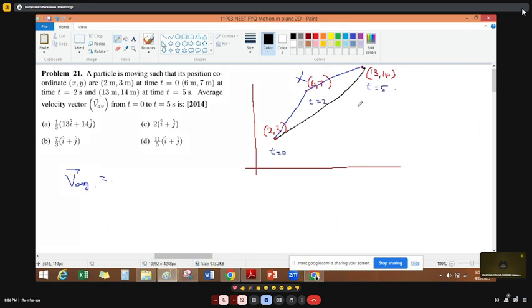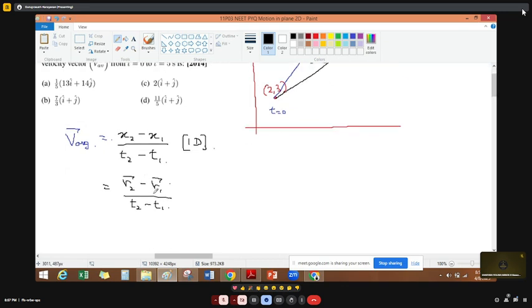Displacement in the x-axis is, so V average is equal to x2 minus x1 divided by t2 minus t1. This is for one dimension. If I am going to do the same thing for two dimensions, I will write this as r2 minus r1 divided by time, which is a scalar, so t2 minus t1.